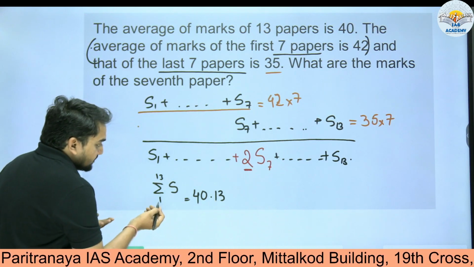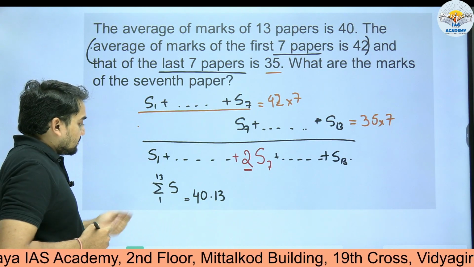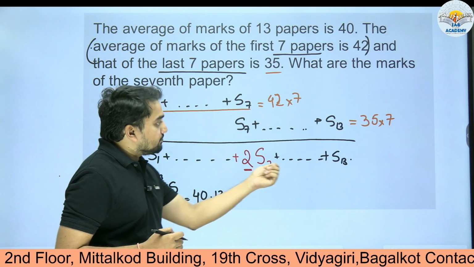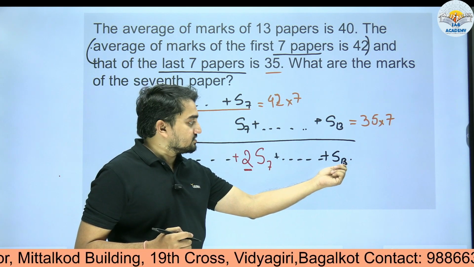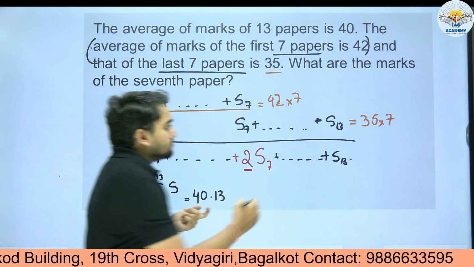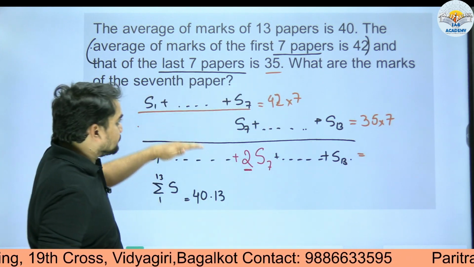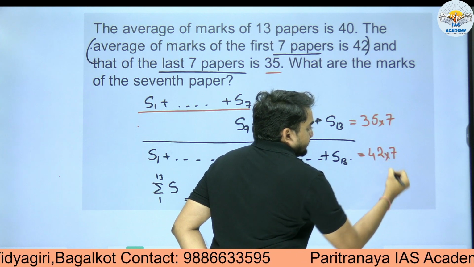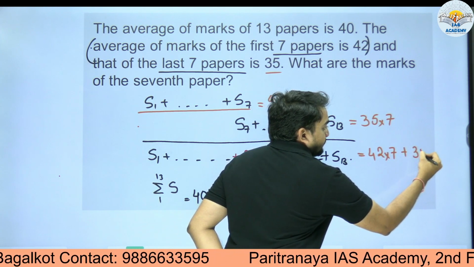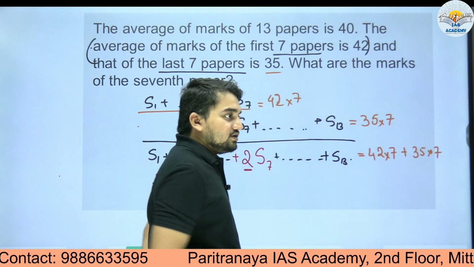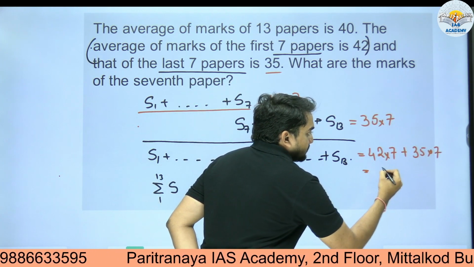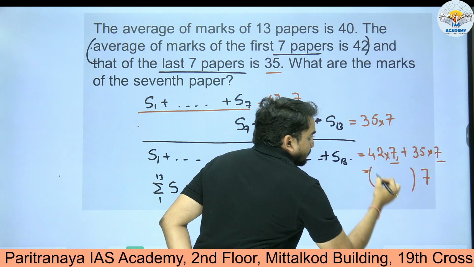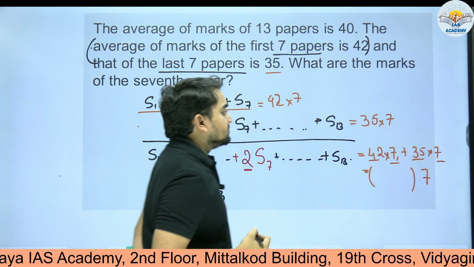But I also know the sum of S1 to S13. We have the series S1, S2, S3, S7 plus up to S13, where S7 is twice. So if we add both of these, what should be the value? 42 into 7 plus 35 into 7. 7 is common, so I am taking 7 as common into 42 plus 35, which is how much? 77.